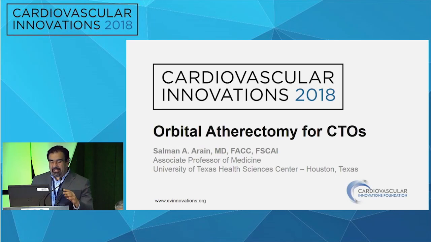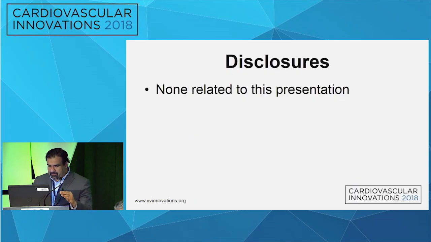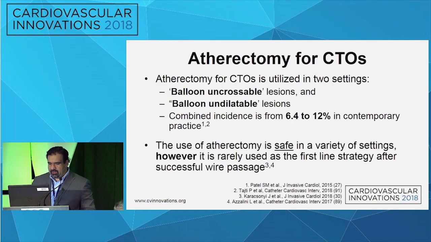So I'm going to talk about orbital atherectomy for CTOs. No disclosures. So we know that atherectomy for CTOs is basically utilized in two settings, similar to the way you do for non-CTO PCI. You have the balloon uncrossable and the balloon undilatable lesions. The combined incidence in the CTO literature is anywhere from 6 to 12%.